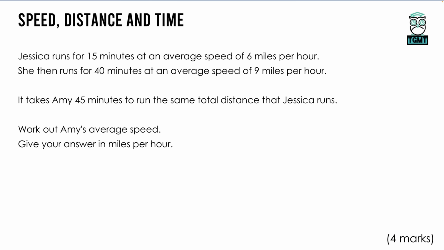So moving on to some speed, distance and time. It says here Jessica runs for 15 minutes at an average speed of 6 miles per hour. She then runs for 40 minutes at an average speed of 9 miles per hour. It takes Amy 45 minutes to run the same total distance that Jessica runs. Work out Amy's average speed.